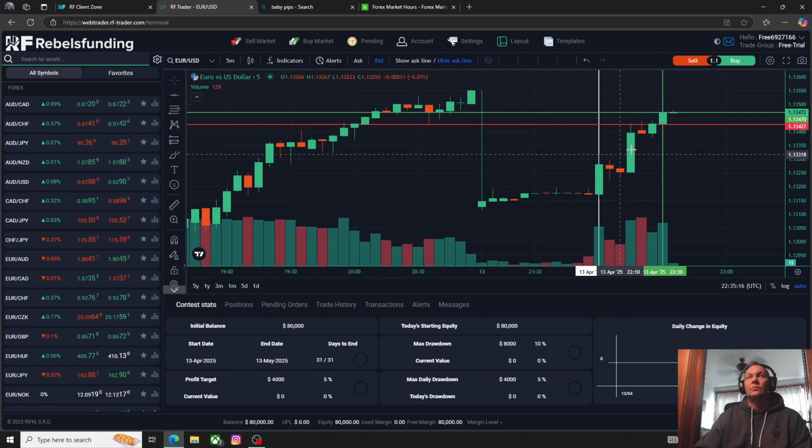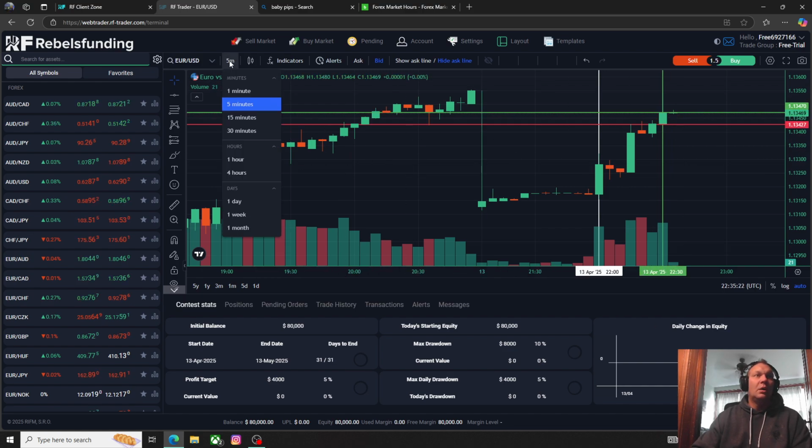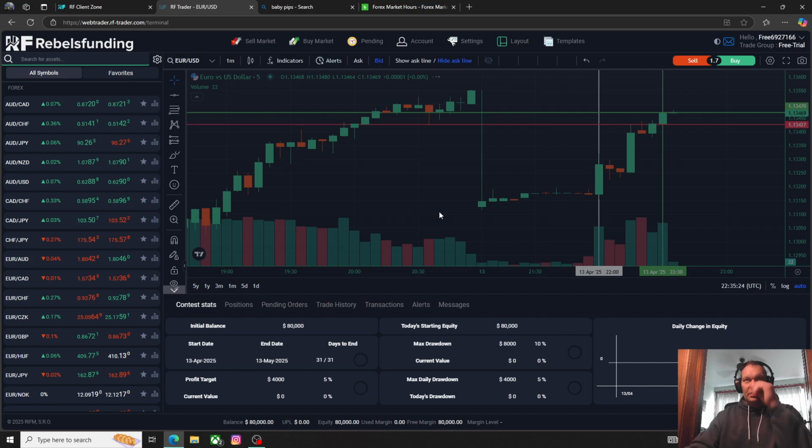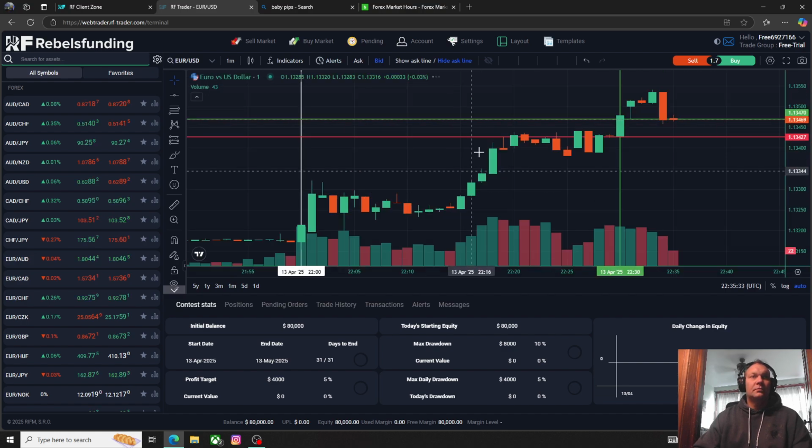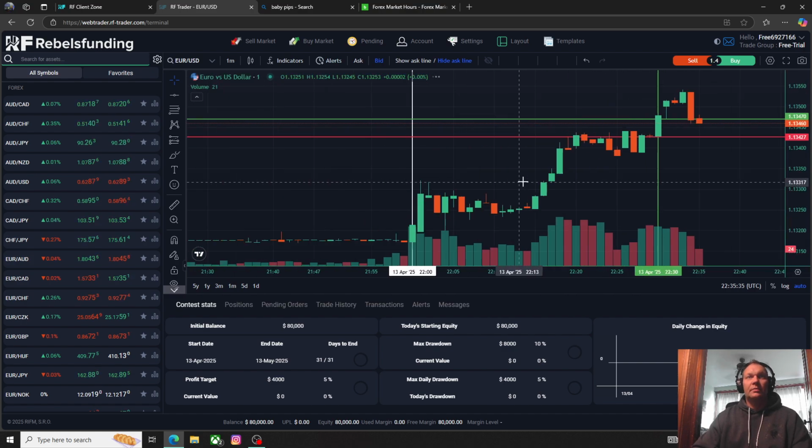Okay, all right. So we've already got our second 5-minute candle. So now we're going to switch to the 1-minute time frame. That will change the dynamic of your chart completely if it decides to come up.